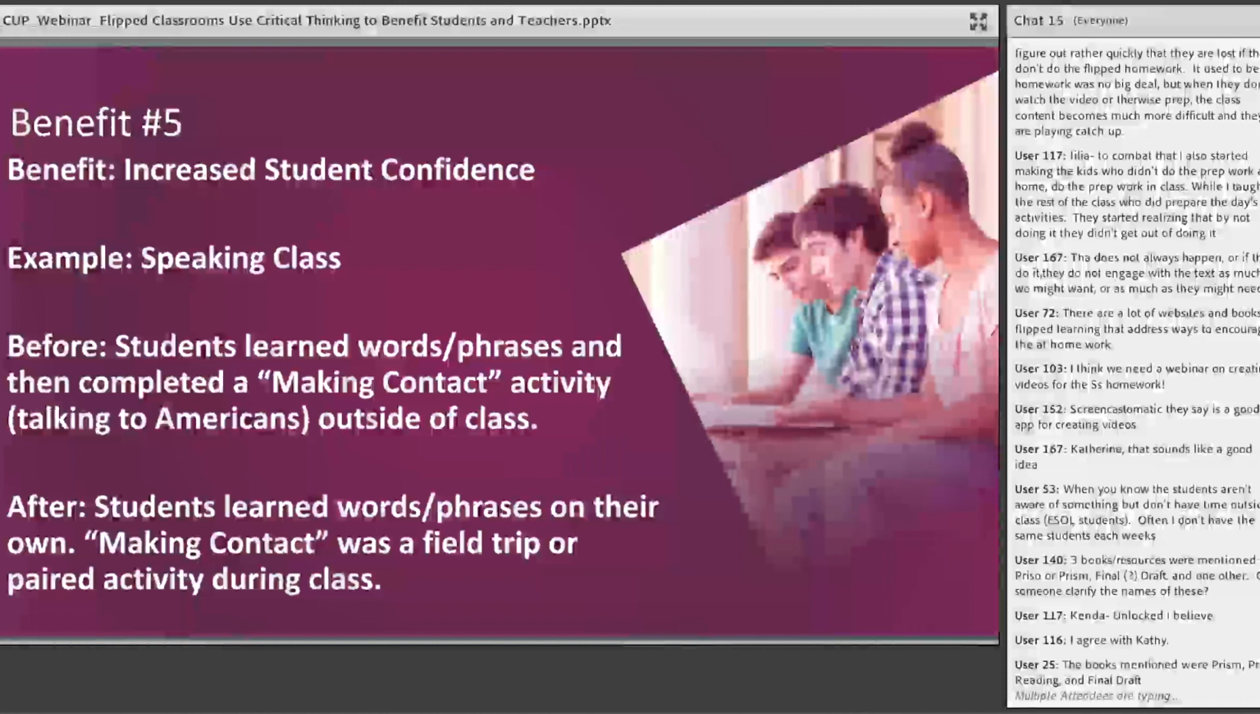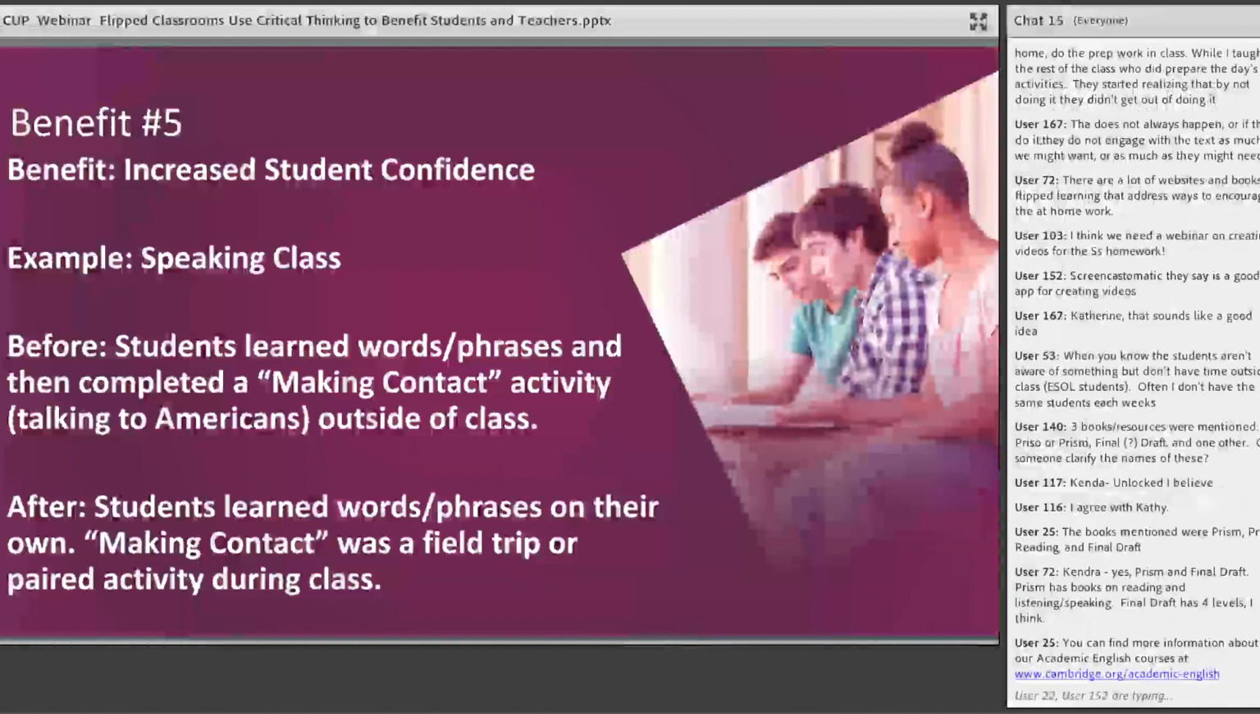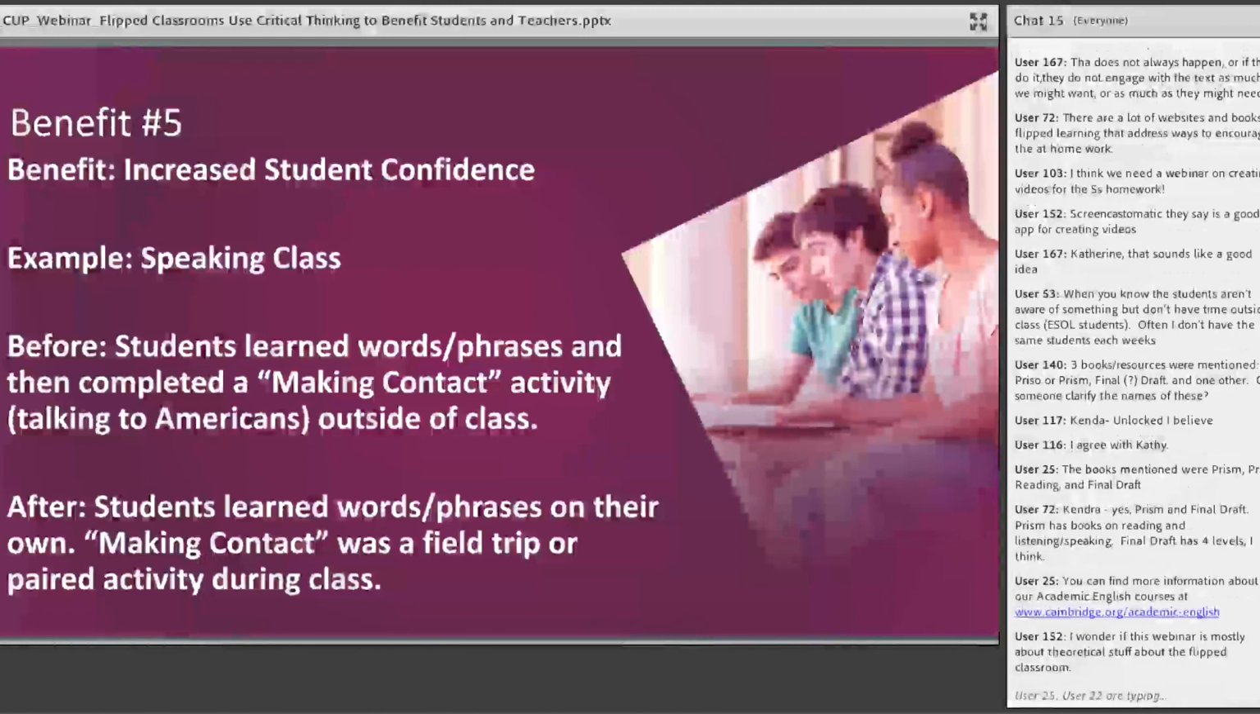The fifth benefit I'll talk to you about is increased student confidence. My students got so much more excited and emboldened after I flipped my classroom. One of my biggest struggles is getting the students to actually use the spoken language in my speaking class. I think this is in part because they go home and they have roommates who speak their native language, so they don't practice the English outside the classroom. So my 80 minutes of class is the only time they actually speak English.